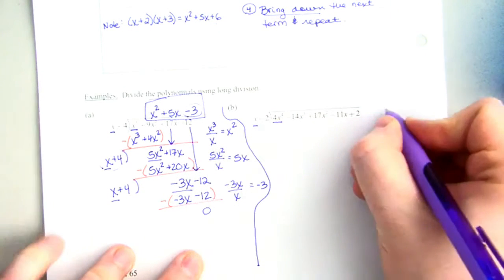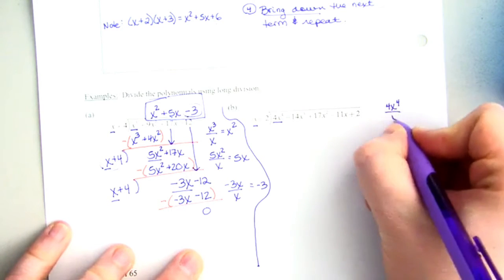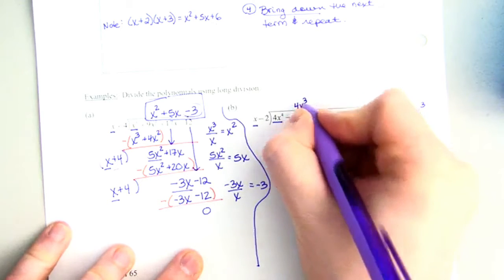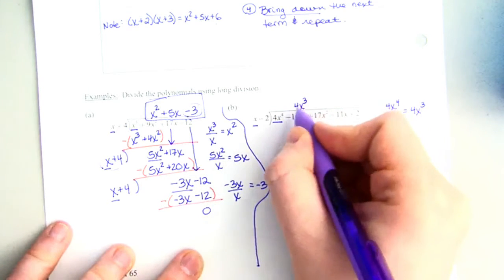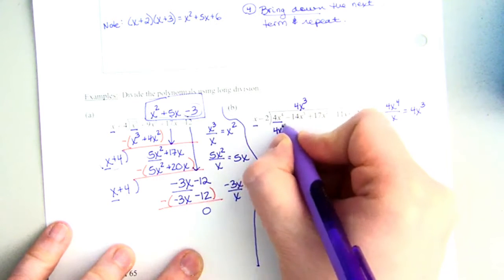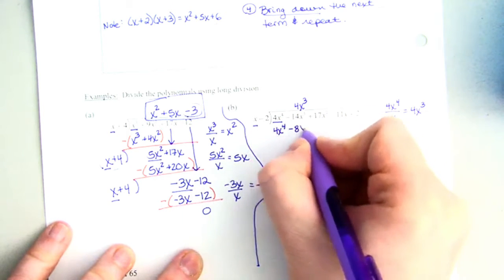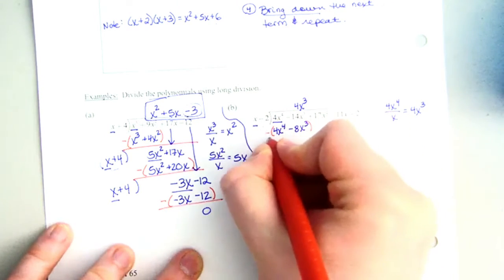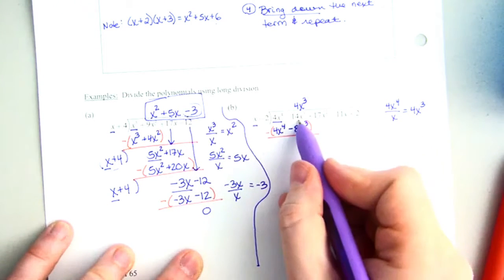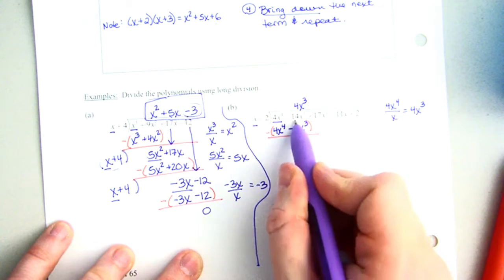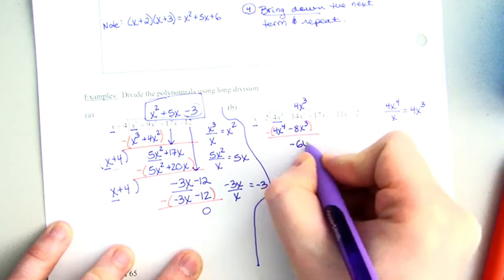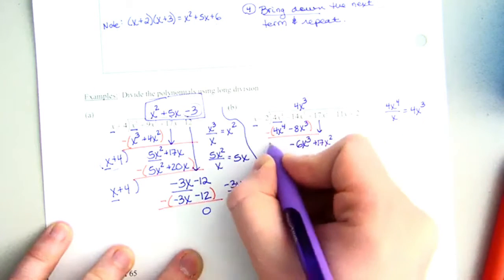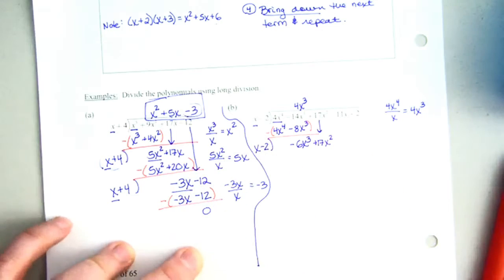Okay, divide. 4x to the fourth divided by x should give us 4x to the third. I'm going to multiply. 4x to the third times x is 4x to the fourth. 4x to the third times minus 2 is minus 8x to the third. I'm going to subtract. Negative 14 minus negative 8 is negative 14 plus 8 is negative 6x to the third. And I'm going to bring down 17x squared. And then it's time to start again.